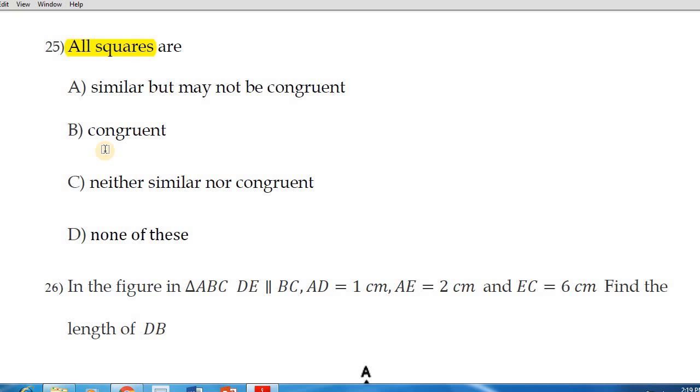See, you just imagine you take a square which has all sides equal to 5 cm, and you take another square which has all sides equal to 4 cm. So now, are these two congruent or not? These two cannot be congruent because sides are not equal. Angles are equal, that is okay, but sides also should be equal to become congruent. But here, a square which has all sides equal to 5 cm and another with all sides equal to 4 cm are similar, because all angles are equal and sides are proportional. So hence the correct option is A. Similar but may not be congruent.